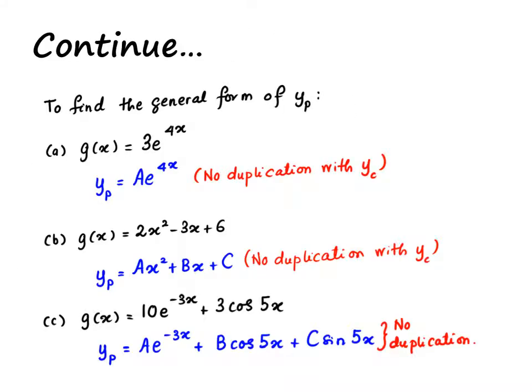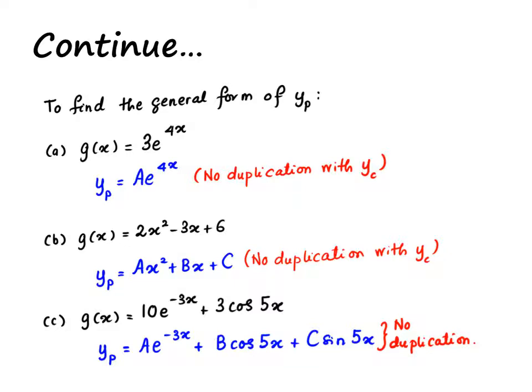Next, we need to determine the general form of yp for each of the given input functions. For question A, the trial form of a particular solution is assumed to be yp equals a e to the power of 4x. There is no duplication between yc and yp. Thus, the final form of the particular solution is yp equals a e to the power of 4x.